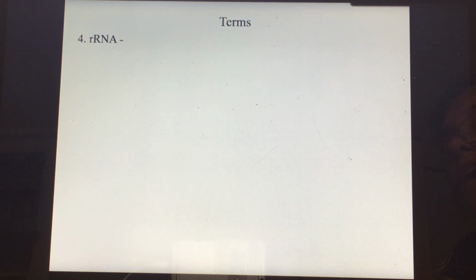Ribosomal RNA is not going to be a particularly important vocabulary term for you to know, other than that ribosomal RNA is part of the structure of a ribosome.